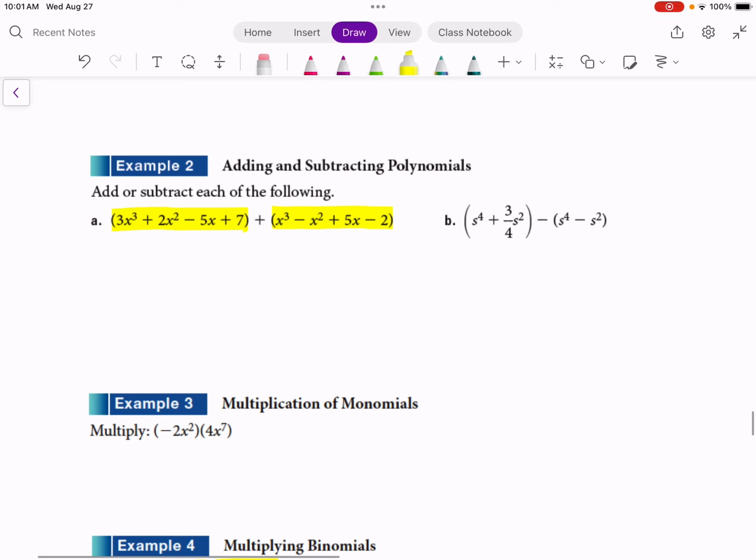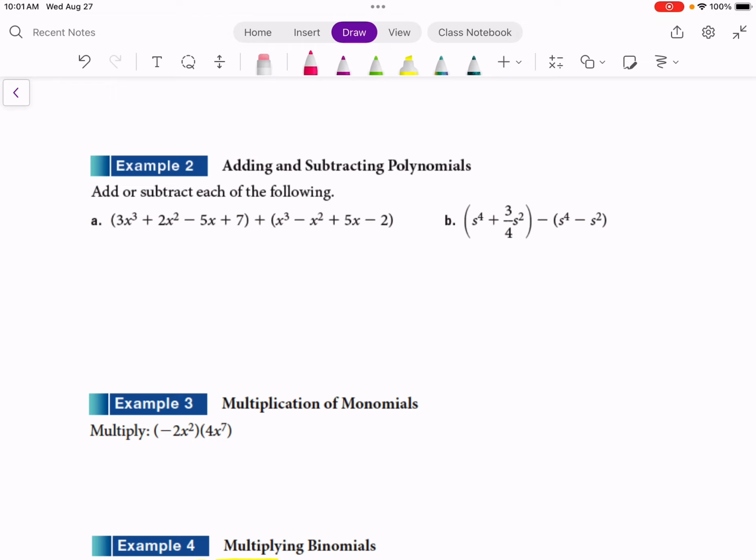Okay, and in part B, for example 2, this is our first polynomial, this is our second polynomial, and in between these two polynomials there is a difference, so we have to find the difference of these two polynomials. Okay, in our last class we talked about the degree of a polynomial, so let's make just a revision of that before we simplify here.